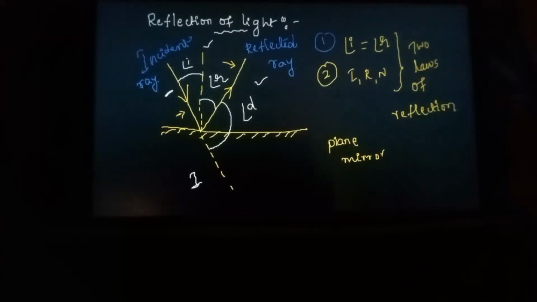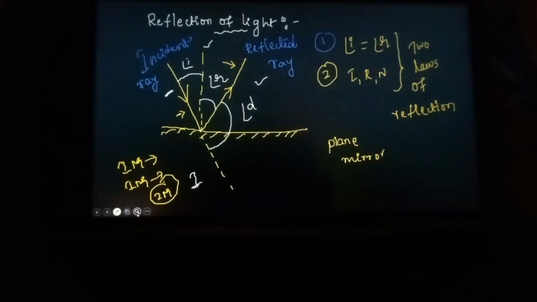We have to understand the reflection phenomenon. They may ask for 1 mark, the reflection phenomenon and the laws of reflection. If both, they may ask for 2 marks also. MCQs are also very important. So this is about reflection of light and the laws of reflection.